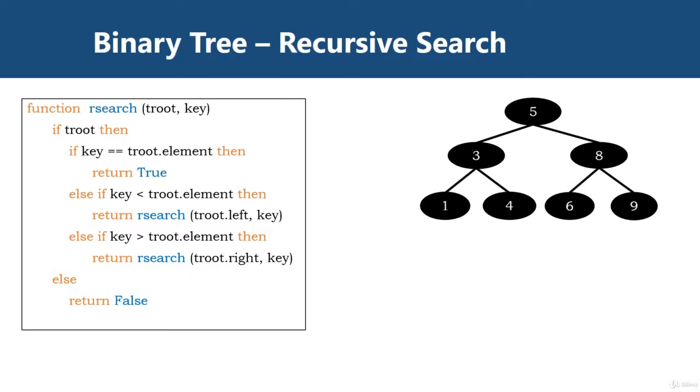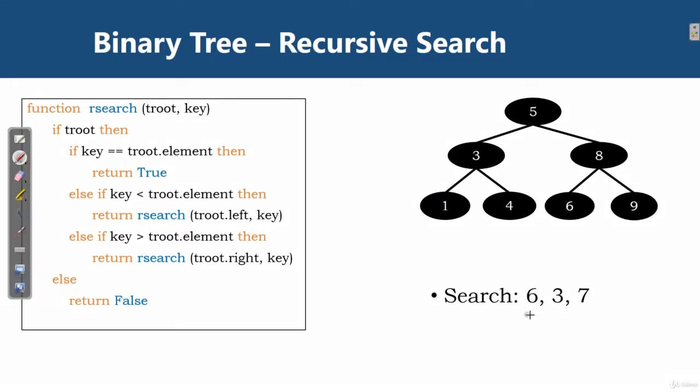Let us take an example, and I will trace this function to have a clear understanding of its working. Let us consider that we are trying to search element 6. The rsearch function is called, passing troot, that is the root of the binary tree, and key, that is the element we are trying to search, that is element 6. So troot will initially point to the root of the binary tree, that is node 5. The if statement is true, that is troot is pointing to the node. So the statements within the if statement will be executed.